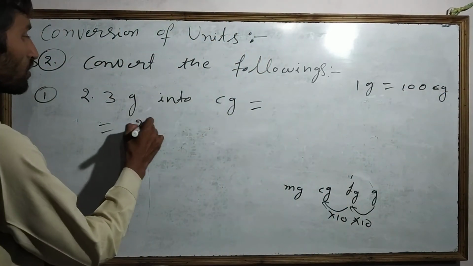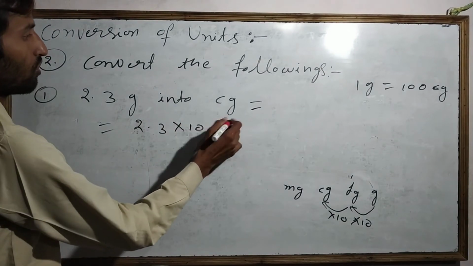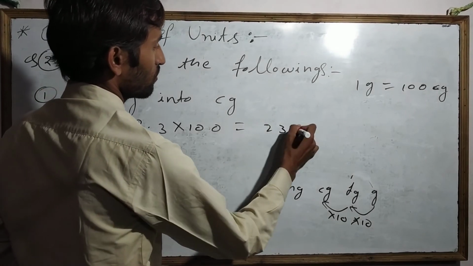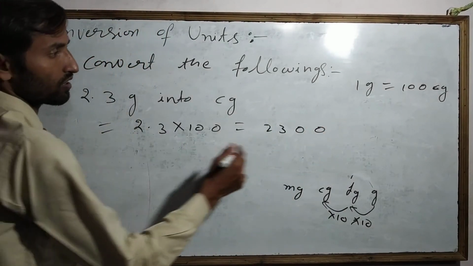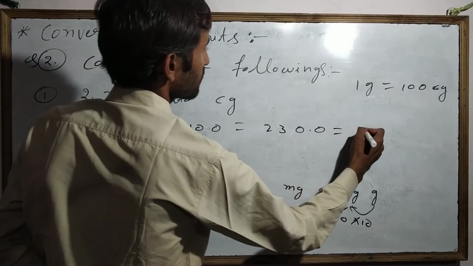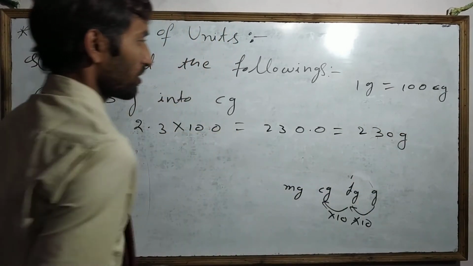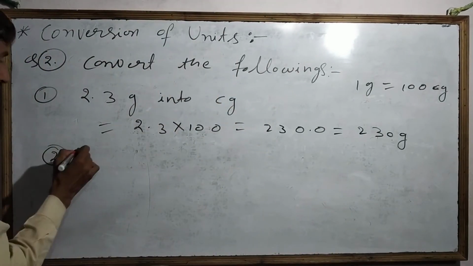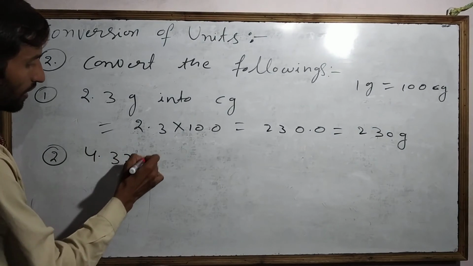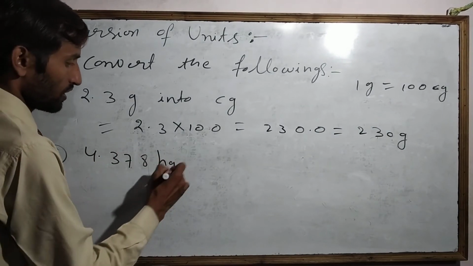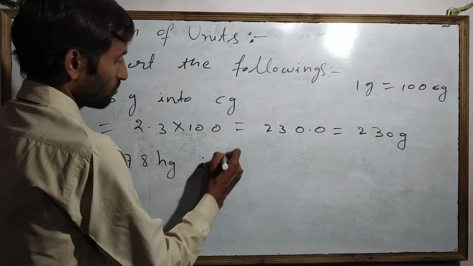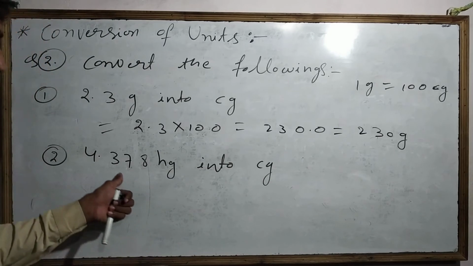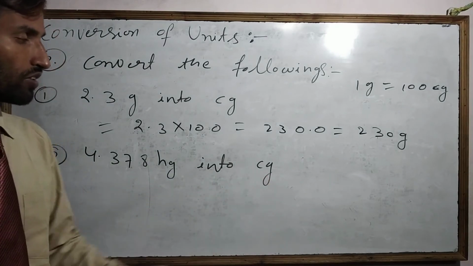Then we have to multiply 2.3 into 100. So how much will come? 230, and then the decimal will come after 1 digit, means the point will come here, so the final answer is 230 centigram. Okay. Next I will take the next example. Second question means 4.378 hectogram, means Hg, convert into centigram.